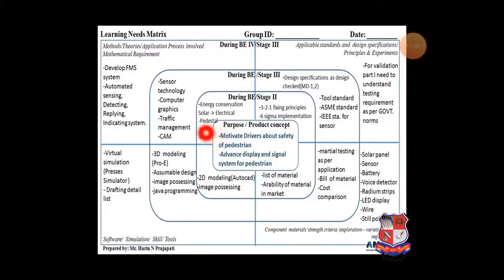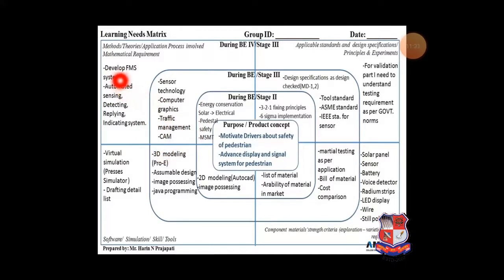Now in the second stage I am selecting sensor technology, computer graphics, traffic management and CAM. Why am I writing down CAM? This is the advanced system of computer graphics. Traffic management is related to managing the traffic, but CAM I have written here, it is computer aided manufacturing, because whatever pole or system or signal we prepare, it comes under manufacturing. That's why I am writing down CAM.